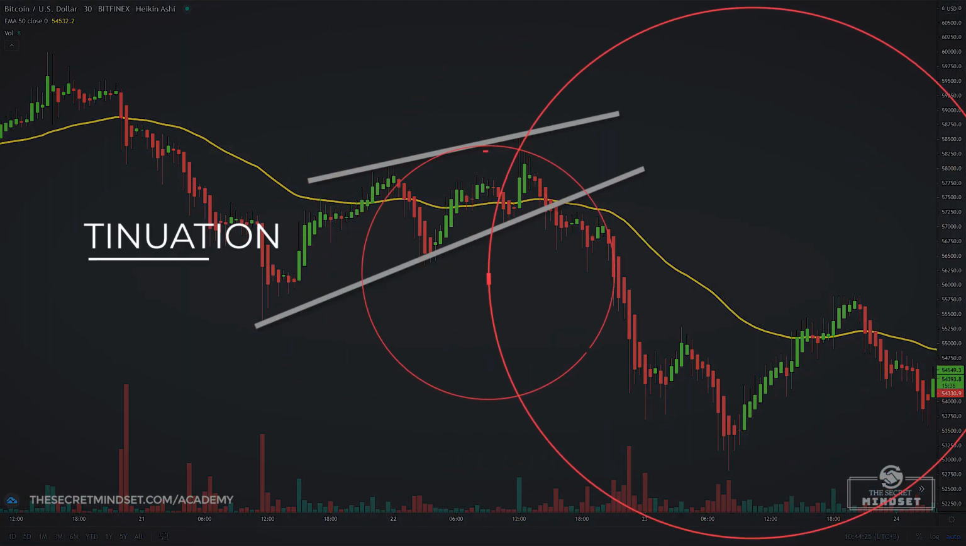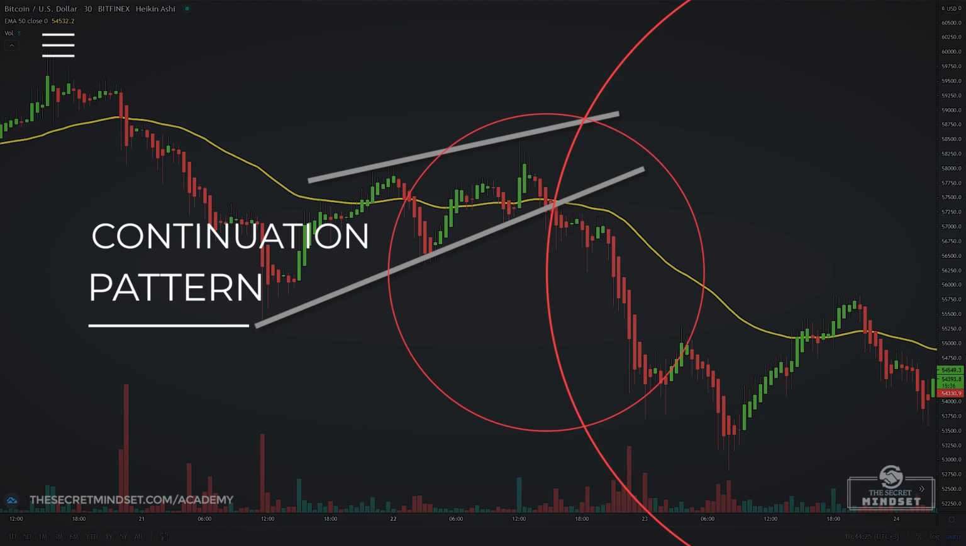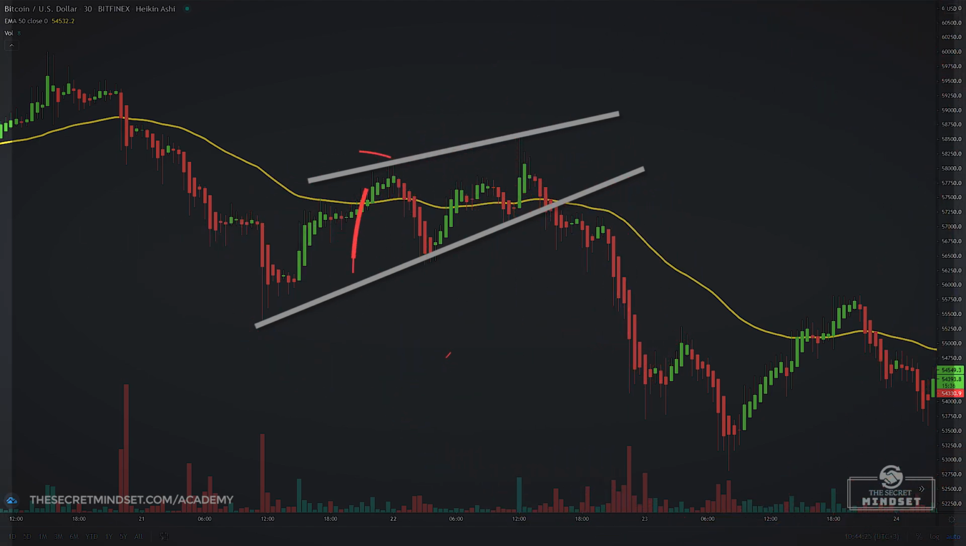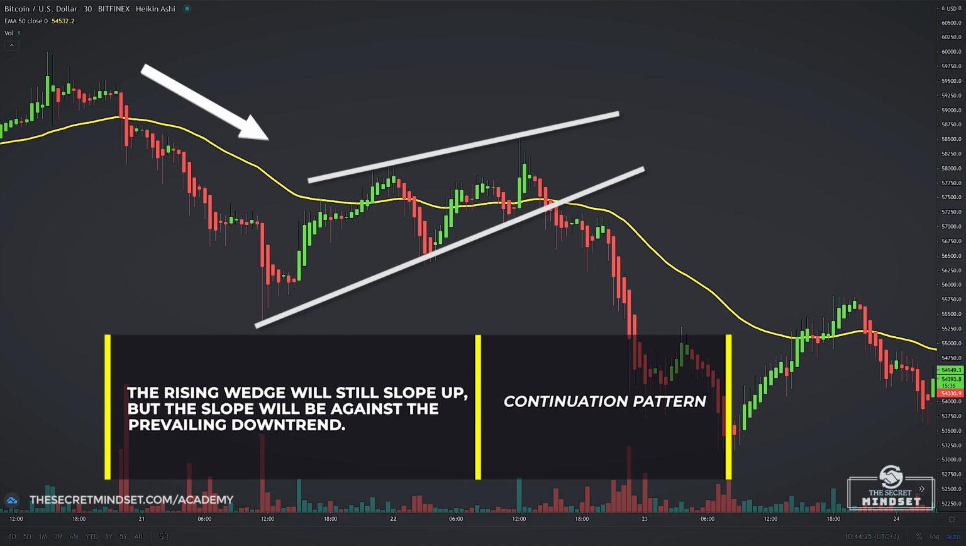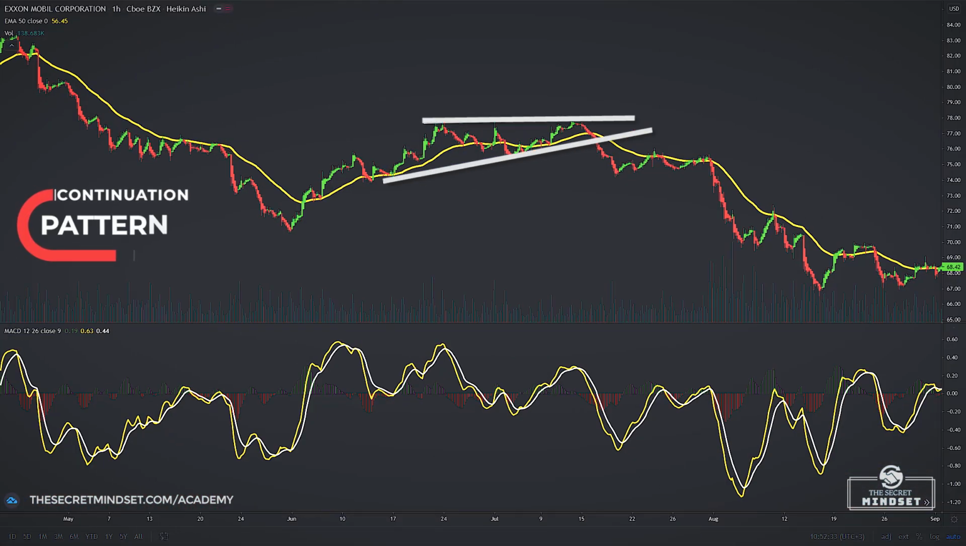If in the previous examples we traded the setup as a bearish reversal pattern, we can also trade it as a bearish continuation pattern. In this case, the price came from a downtrend before consolidating and forming higher highs and even higher lows. As a continuation pattern, the rising wedge will still slope up, but the slope will be against the prevailing downtrend. During the formation of the rising wedge during a downtrend, there are the same clues that can be used to determine whether the pattern is worth trading.